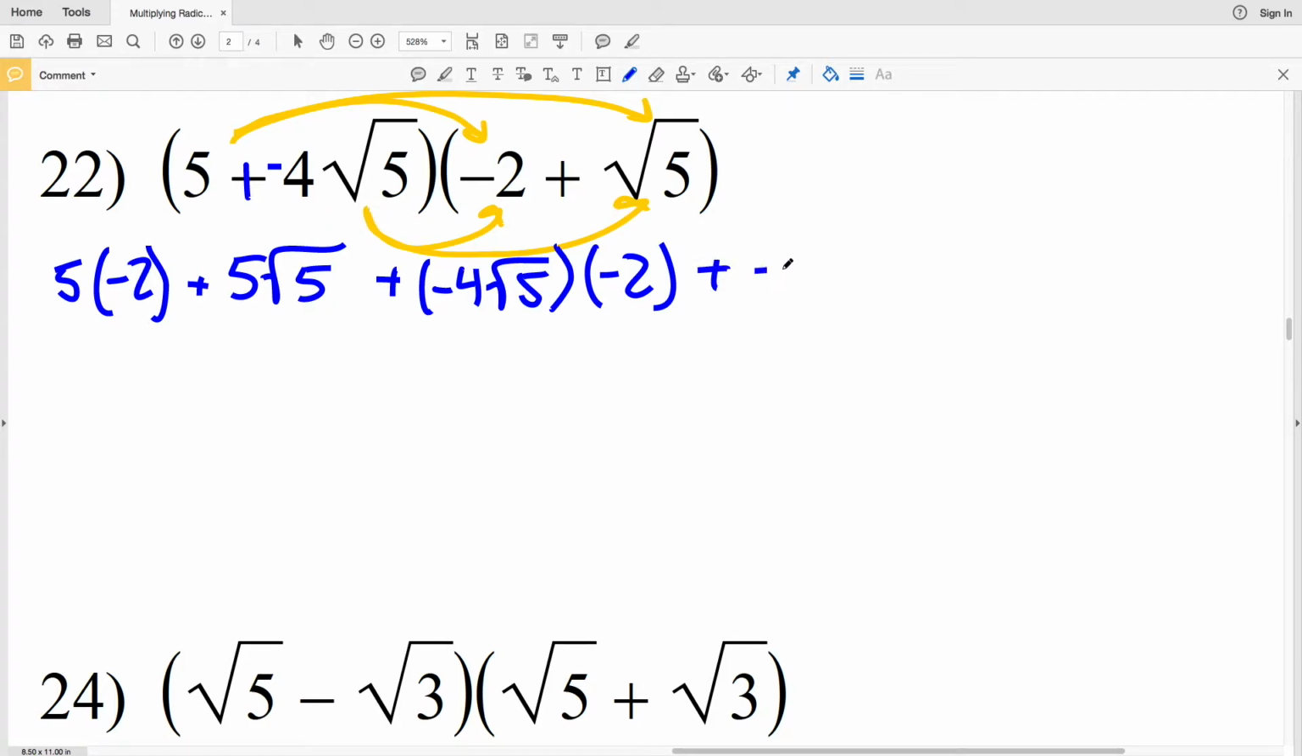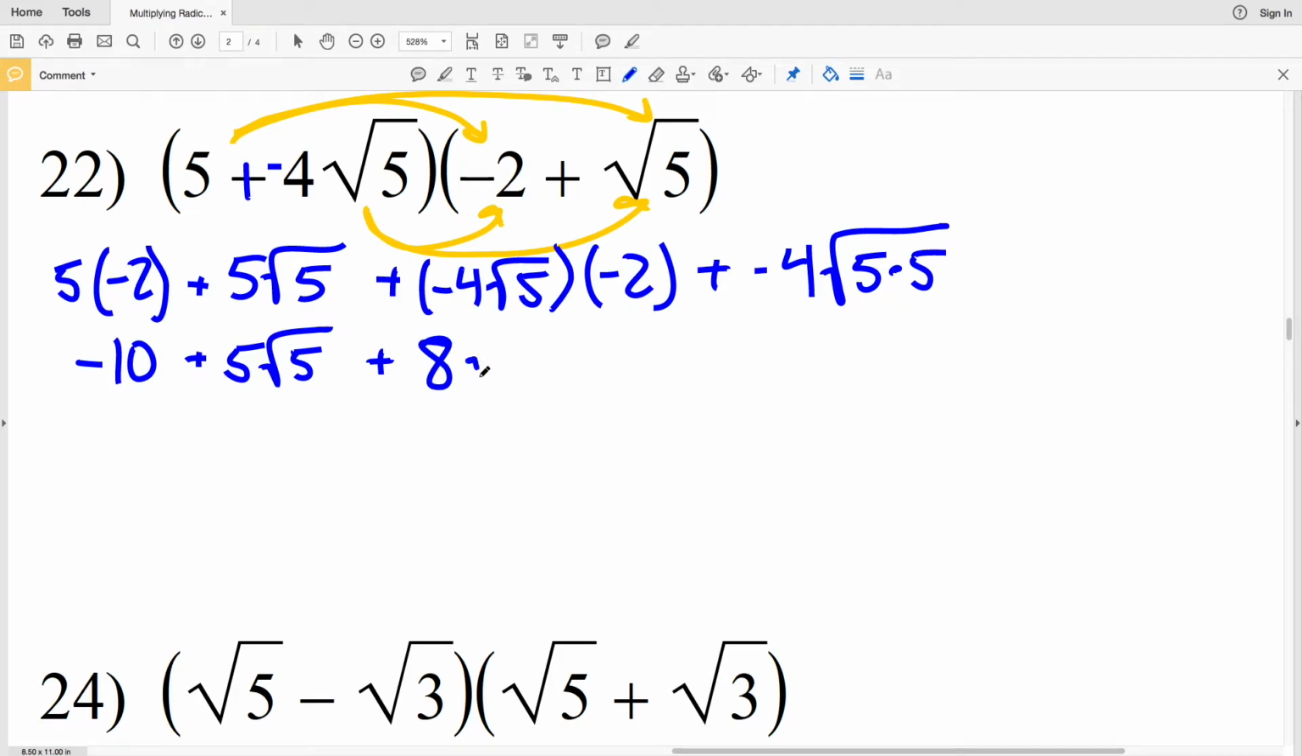So I'll be adding negative 4 times the square root of 5 times 5, since the square root of 5 times the square root of 5 is the square root of 5 times 5. So 5 times negative 2 is negative 10, and I'll add that to 5 times the square root of 5, and then add that to negative 4 times negative 2, which is a positive 8, times the square root of 5, and then negative 4 times the square root of 5 times 5, which is the square root of 5 squared. So I'll be able to pull out a 5 from that square root, and I'll be able to combine 5 times the square root of 5 with 8 times the square root of 5, since they have the same values within the square root.